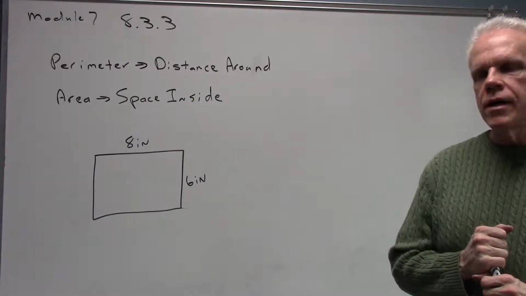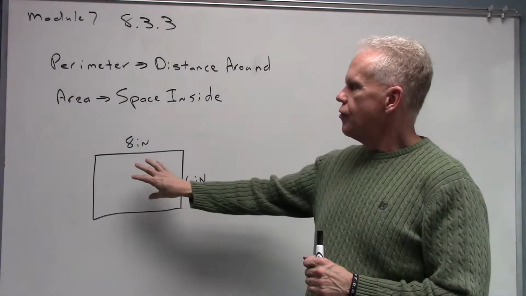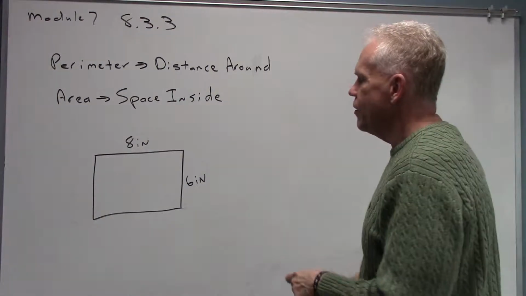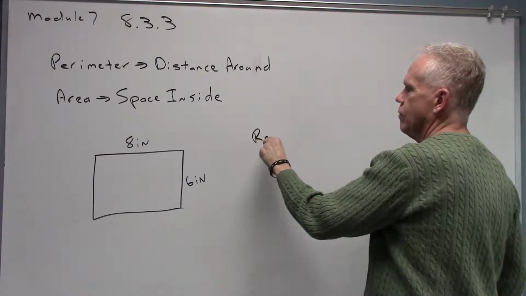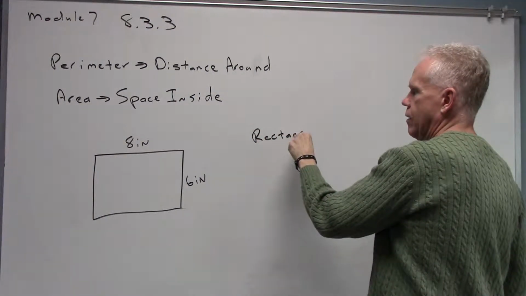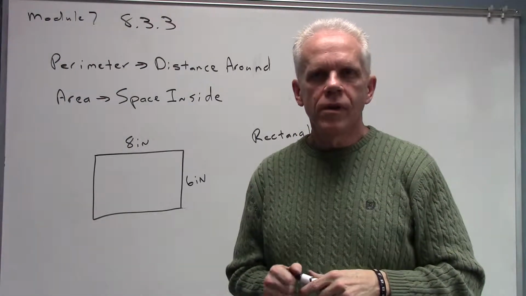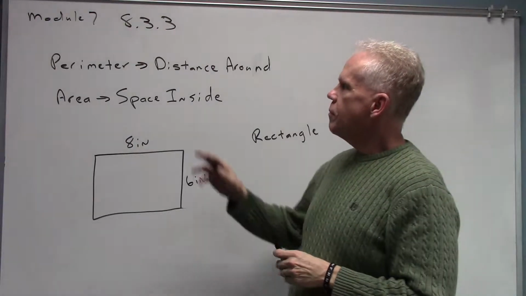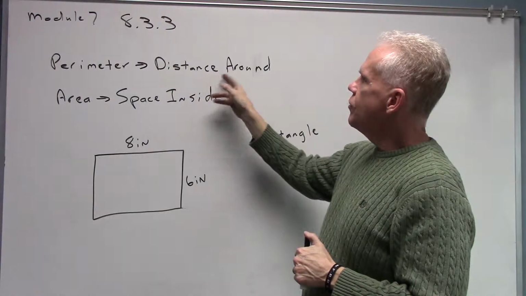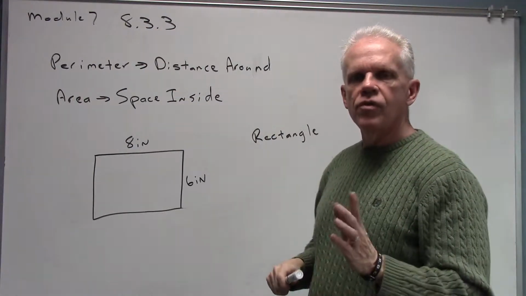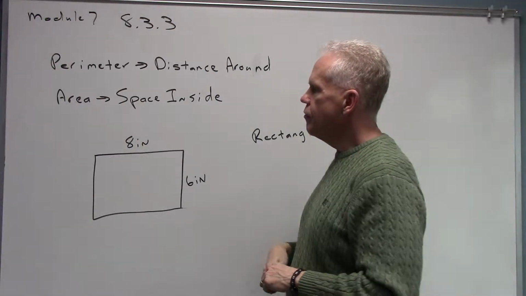When you have a figure such as this, which is, by the way, called a rectangle, and you want to find the perimeter of that figure, what you're talking about is how far is it around the outside of the figure? What's the distance around the figure?